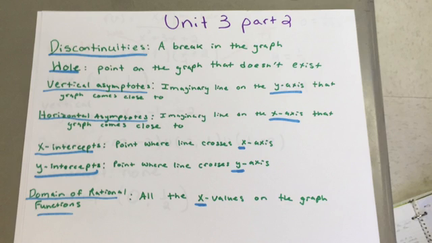Vertical asymptotes, it's just an imaginary line on the y-axis that the graph comes close to. The horizontal asymptote is the opposite, which is an imaginary line on the x-axis that the graph comes close to. So with the x-intercepts, it's the point where the line crosses the x-axis, and y-intercepts cross the y-axis. So the domain of rational functions is all the x values on the graph.